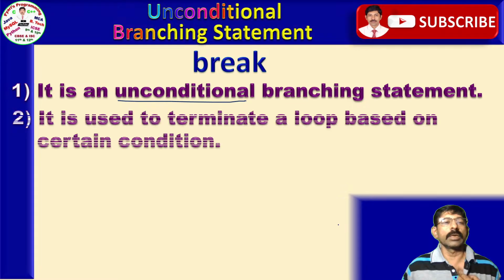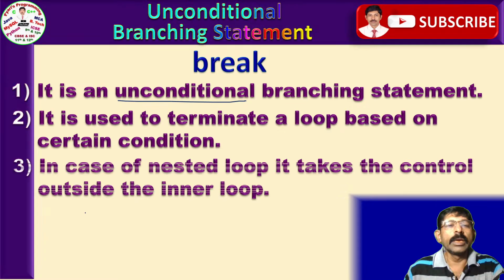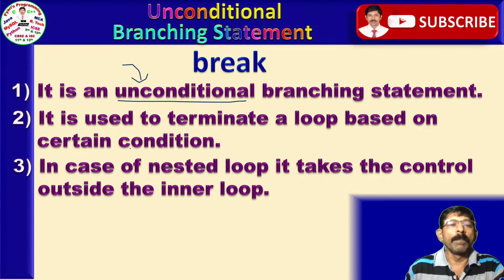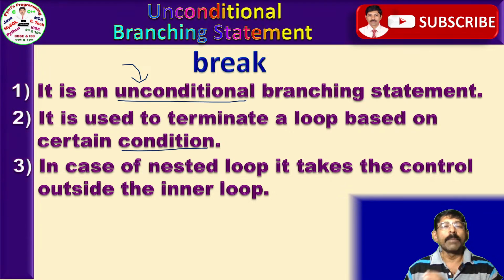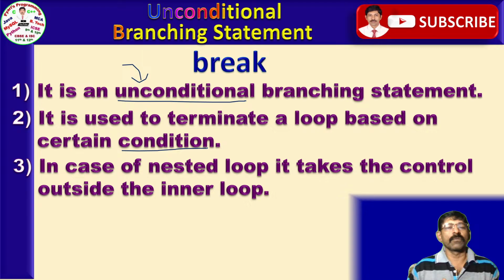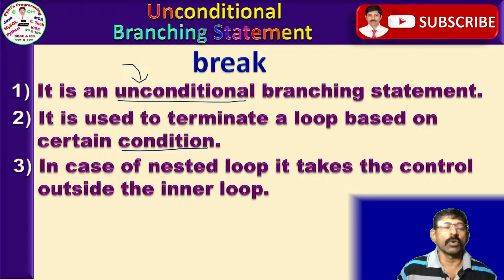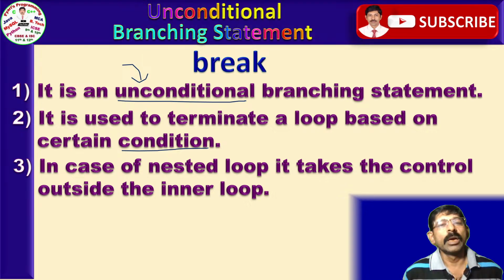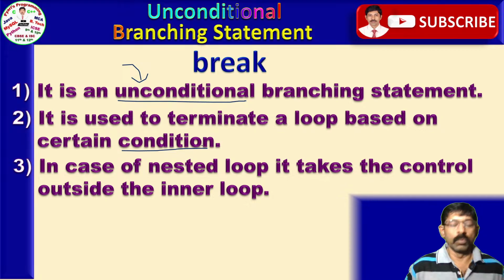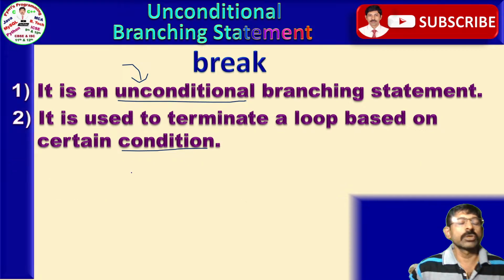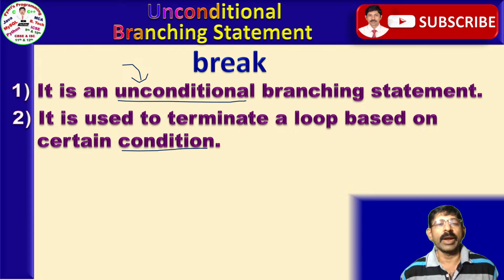The next point says that it is used to terminate a loop based on certain condition. Though it says that it is an unconditional branching statement, how is it used to terminate a loop based on certain condition? That means inside a loop, I must have some condition to come out of it. Otherwise, it will simply take the control out of the loop. So let's see this point number 2, what exactly it is trying to say.